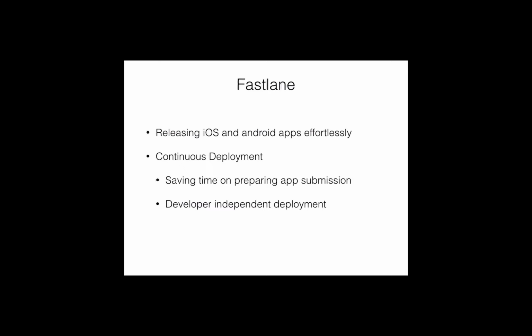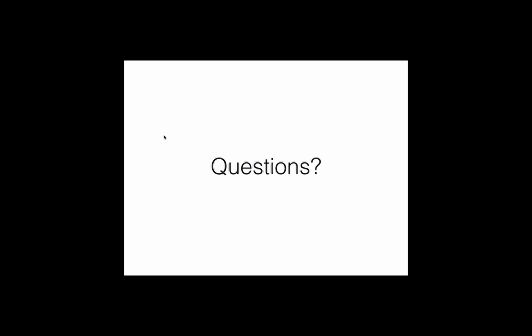One other point that we didn't mention is developer-independent deployment. When all your certificates and profiles are set up on one developer's machine, what if that developer is not available when you want to release your app? That is when these kinds of tools help, when you have a common Git repository with the certificates and the profiles, so that anybody in the team, independent of the developer, can deploy the app to production anytime. That can also be accomplished using Fastlane. Any questions?